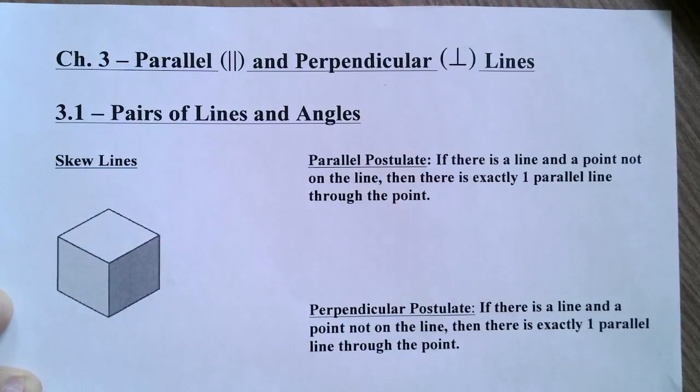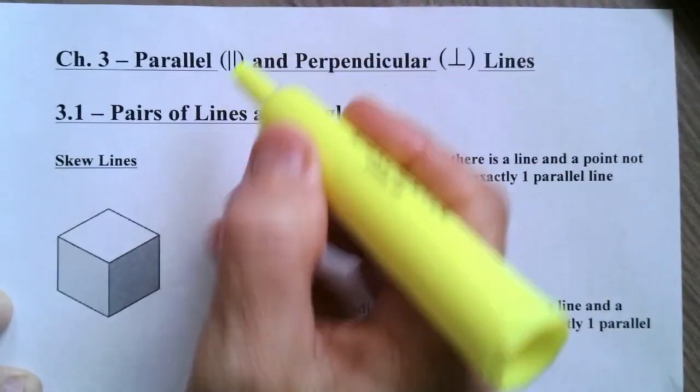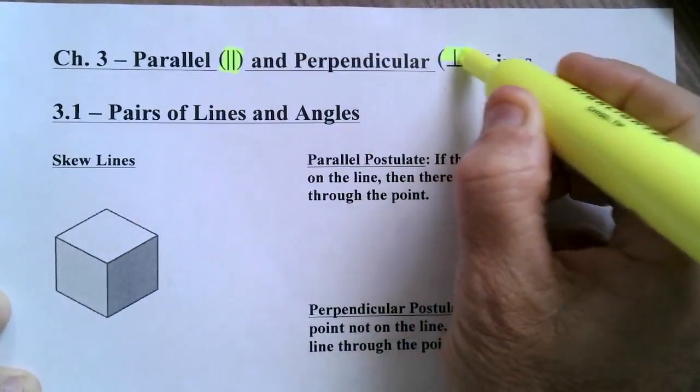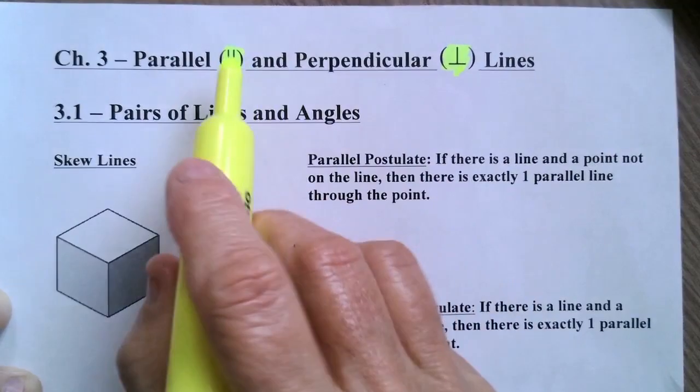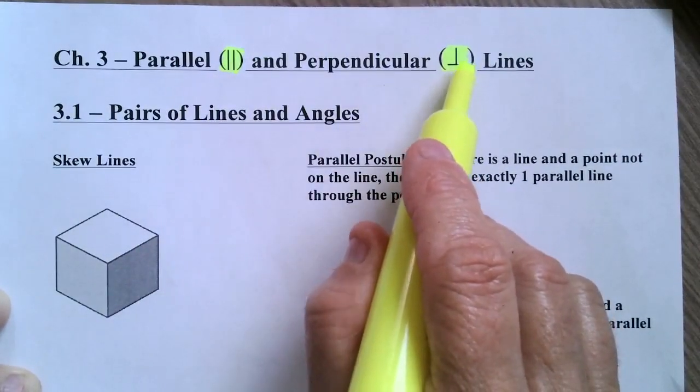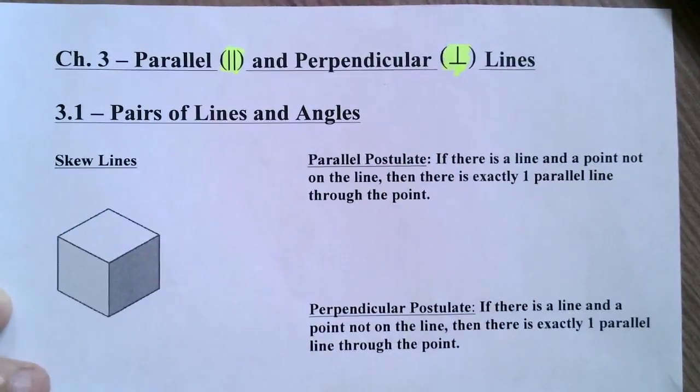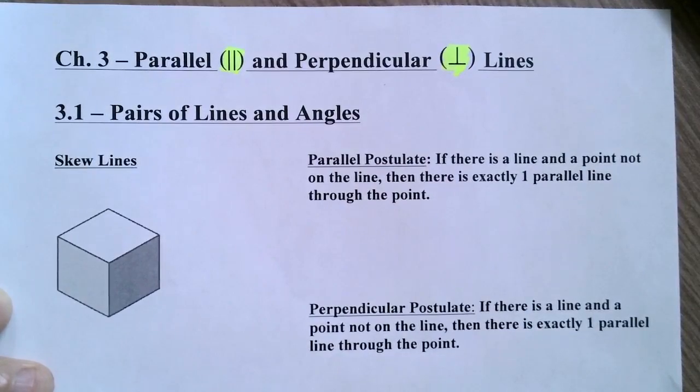All right, guys, let's begin chapter 3, parallel and perpendicular lines. Make sure you remember the symbols for parallel lines, two straight lines, and then perpendicular lines is like an upside down T. Okay, so section 3.1 is pairs of lines and angles. This is going to be a really quick one.